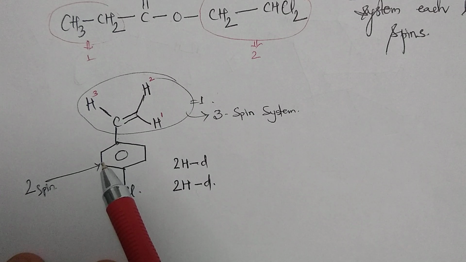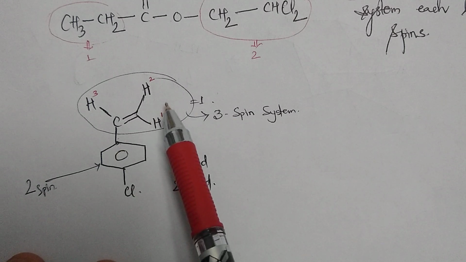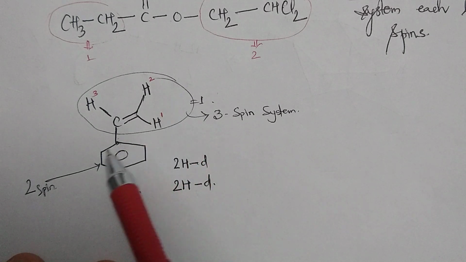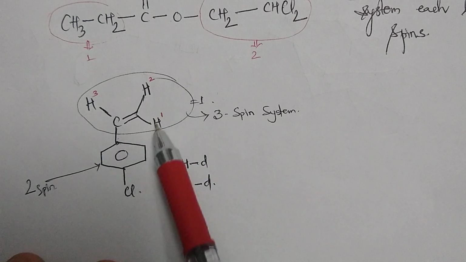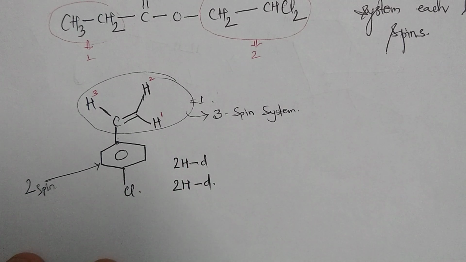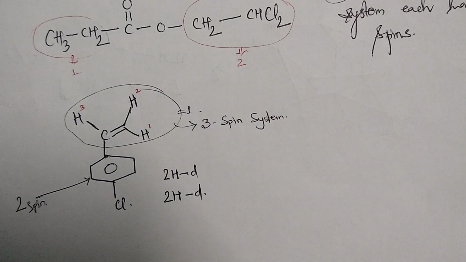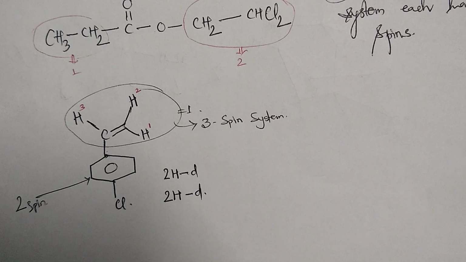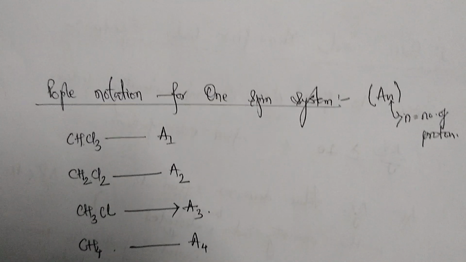Likewise, they will have one coupling system over here, and here another coupling system. So two coupling systems. With that, we will move towards the Pople notation for one spin system.